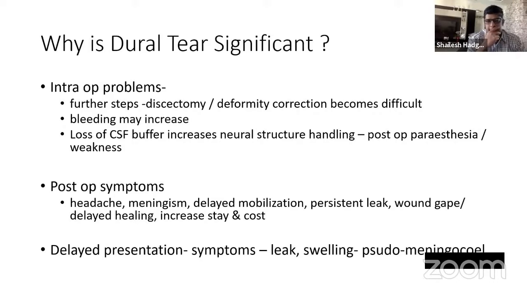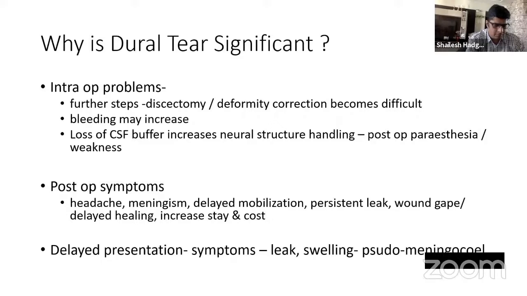Intraoperative dural tear can lead to problems. It might further make the procedure difficult. Suppose we encounter the dural injury at the very beginning or in the middle of the procedure, then the further steps of discectomy, laminectomy, or deformity correction, or if we are doing a transpedicular decompression, all those things can become difficult. The bleeding can increase. And because the CSF leaks out, the CSF buffer around the neural structure is lost, and hence the neural tissue can become more prone to injury.